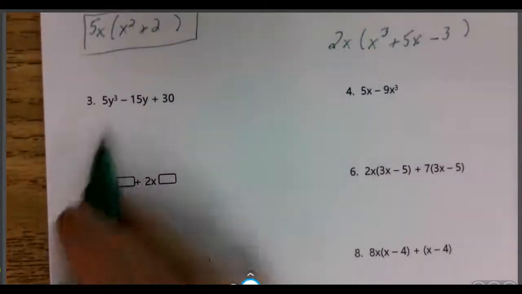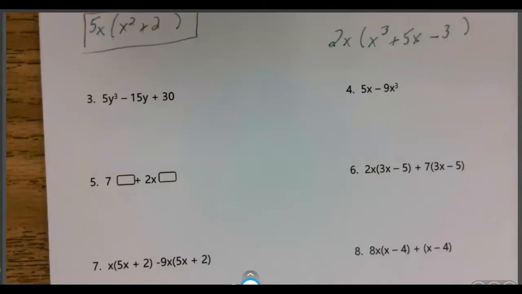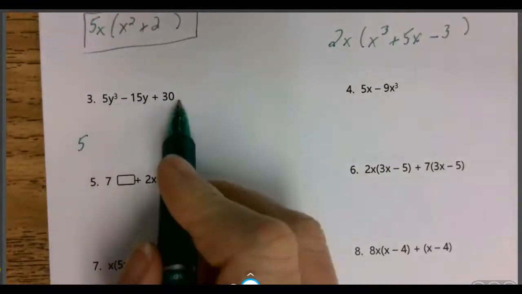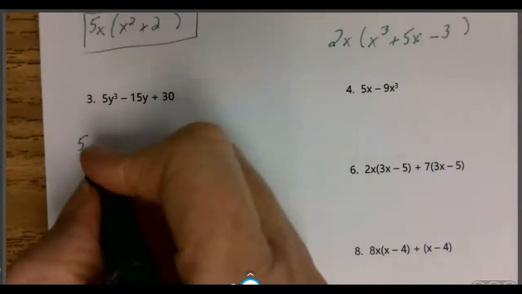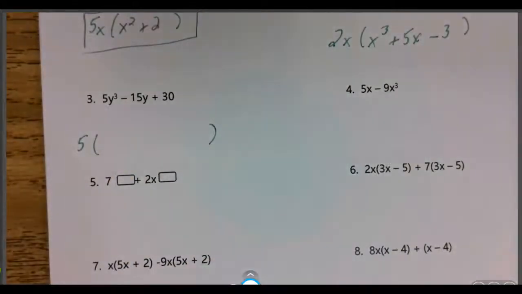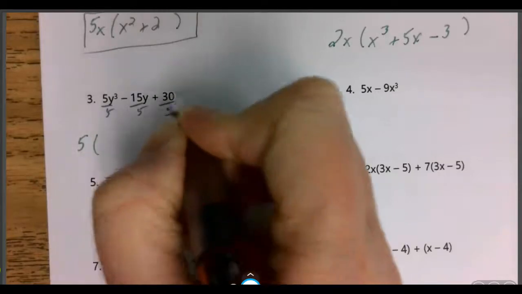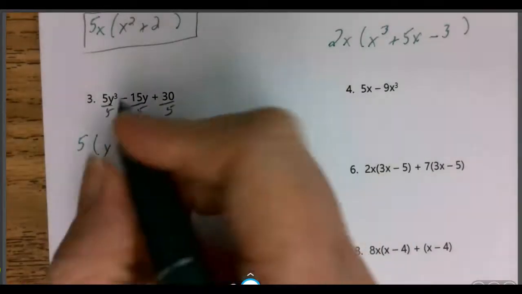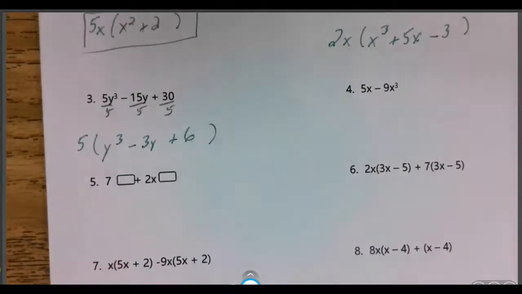Good. Try number 3. Pause yours. Go. So for number 3, you found out the greatest common factor. Hopefully you already figured out it's 5. And there's no y. They don't all have a y. I can't take a y out. So all I'm going to do is divide through by a 5. That's all I can do. That's my greatest common factor. I'm going to get y cubed minus 3y plus 6.